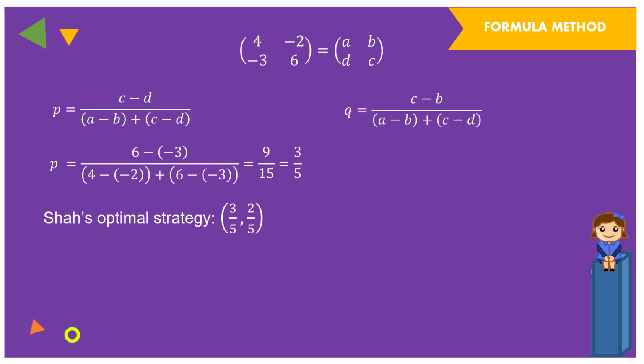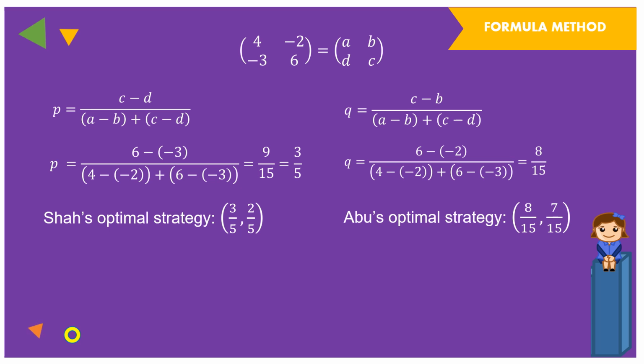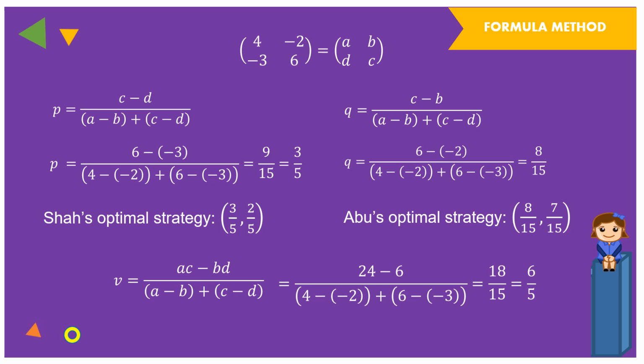Similarly, Q is obtained using the following formula. Substitute the values and we have Q equals 8/15. So Abu's optimal strategy is 8/15 and 7/15. Value of the game is obtained using the formula, and substituting the values we have V equals 6/5. Since V is positive, game favors Shah.